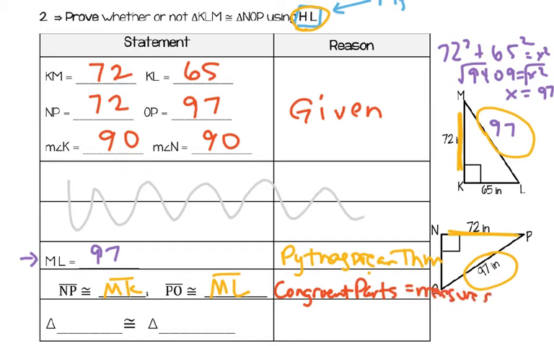Okay, so then the last thing is, it says triangle blank is congruent to triangle blank. Well, if you're proving it, you're trying to prove what we told you to prove. So you're going to say triangle KLM is congruent to triangle NOP. Why? Because of hypotenuse leg. And so there's your proof.